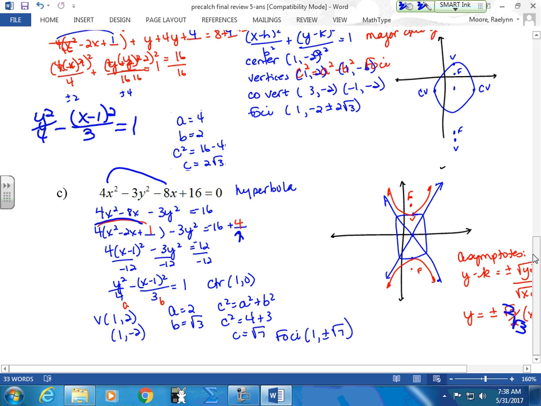Okay, so let's just hit this one for a second. What's A? A is 2. It matters which one comes first on the subtract. So A has to come first on this guy. So square root of 4, 2. What's B?